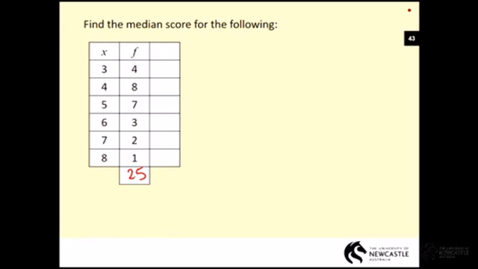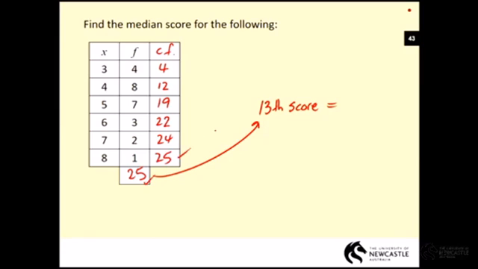So I'll fill in a CF column, but all I really care about is I want to know what the 13th score is. 25 plus 1 is 26, halve it. The 13th score is my answer. CF column will help me find it. CF column always starts with the same. I've got 4 scores so far, plus 8 is 12, plus 7 is 19, plus 3 is 22, plus 2 is 24, plus 1 is 25. Good. I end up on the same number. That was me just doing that zigzag thing.